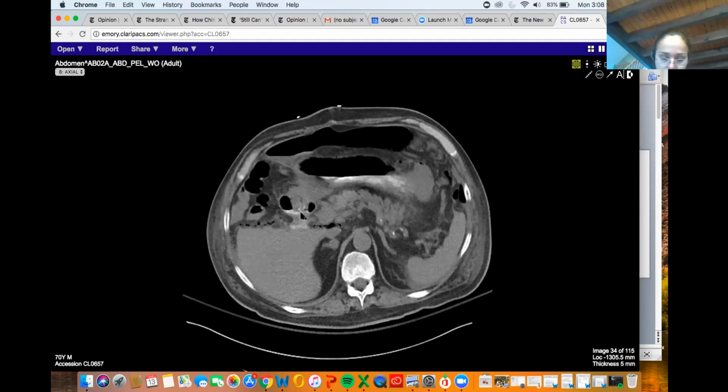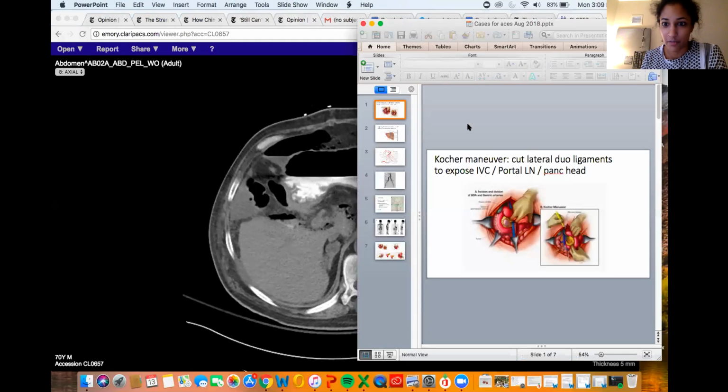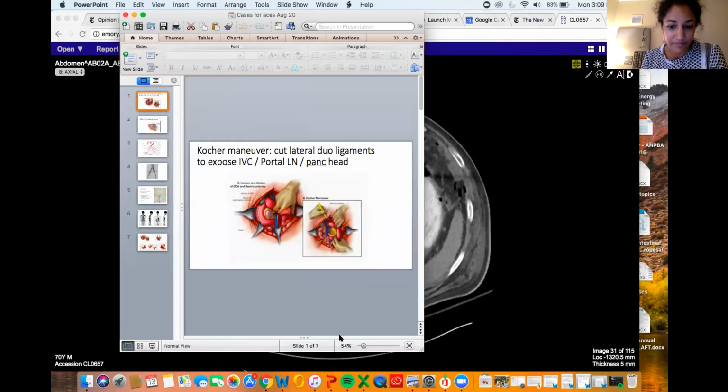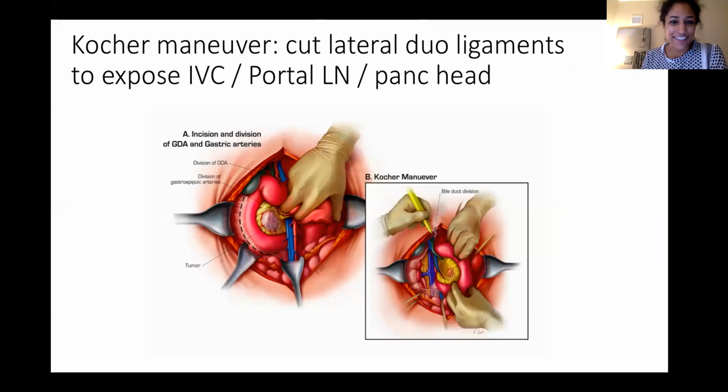The teaching point I wanted to make about this case was that when we were discussing it with the surgeons, they were asking each other if they had done a Kocher maneuver on the duodenum. And I've heard them talk about this Kocher maneuver before in tumor boards and stuff, but I didn't really know much about it. So I wanted to just briefly talk about that. I made a little PowerPoint slide. Sai inspired me. Can you guys see it?